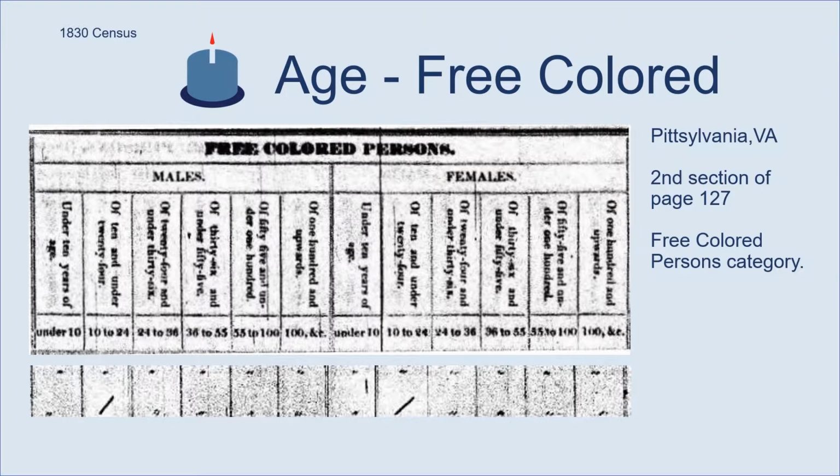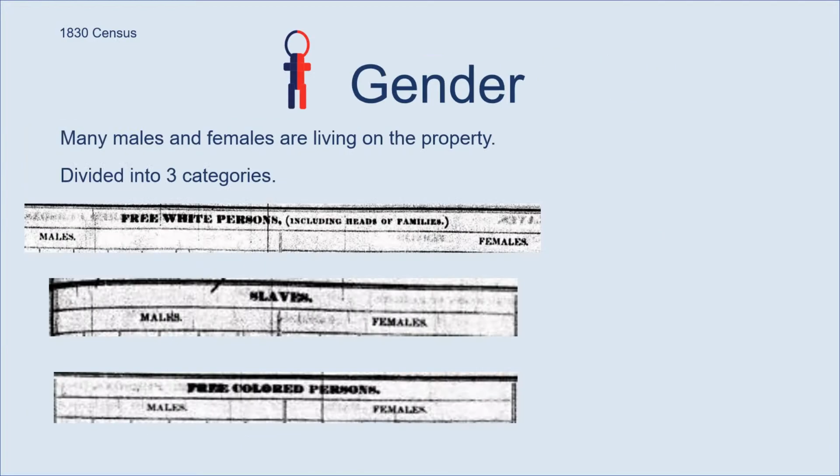Age free colored. These are the markings in Pennsylvania, Virginia on the second section of page 127 under the free colored persons category. 1 male and 1 female, 10 to 24, born 1807 to 1820. Gender. We do not learn the name of each person, but we learn how many males and females are living on the property. They are divided into 3 categories: free white persons, slaves, free colored persons.